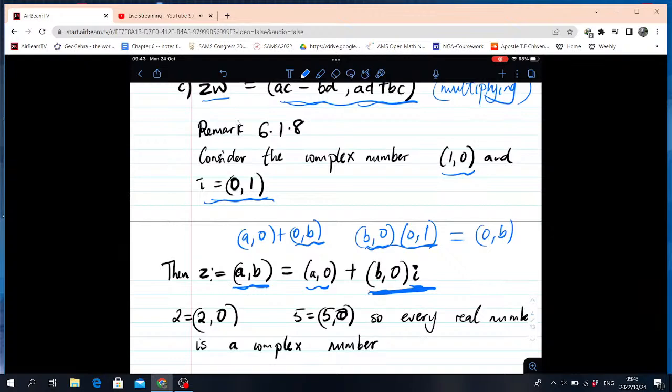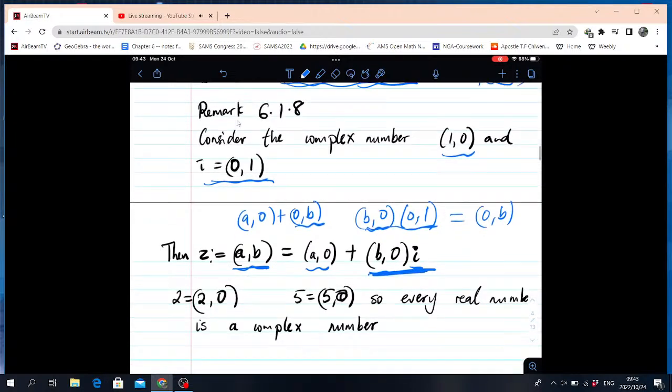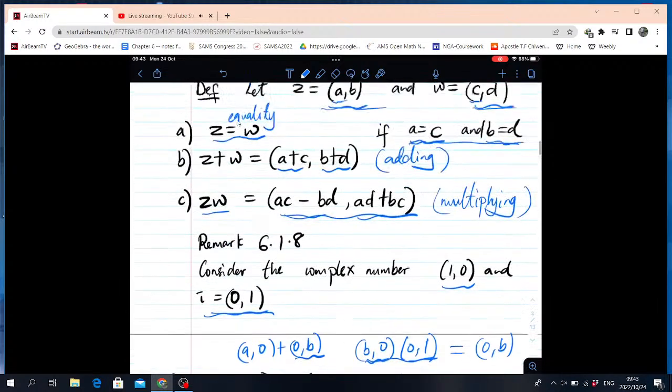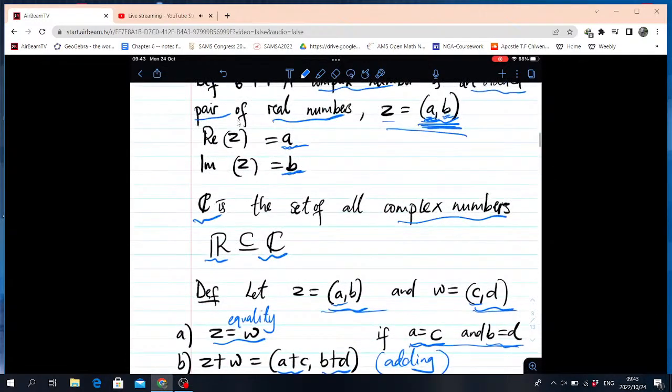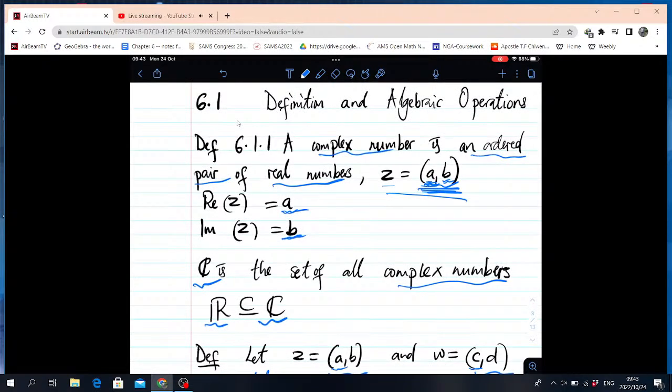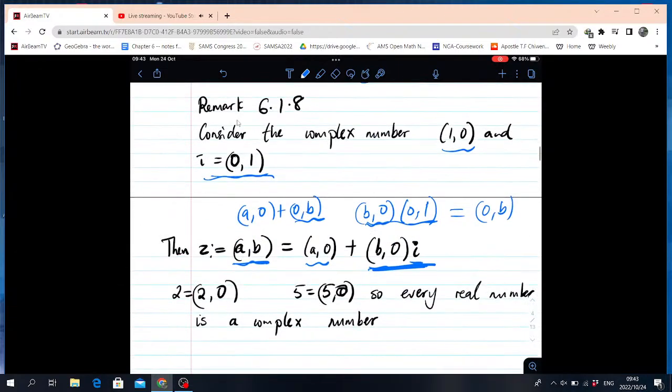Right. And then from here, what we already know is, if you think about the way we defined our complex number, we say the real part is this, and then the imaginary part is that. So if the imaginary part is equal to 0, then we have a real number, right? So if you think of 2, the real number 2, it can be written in terms of complex numbers. Remember, we said real numbers are a subset of complex numbers, right?